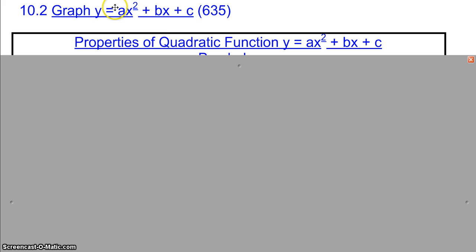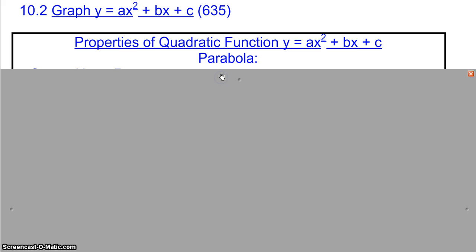Alphabetical order, descending in degree. Okay, so we've already learned with these that we get parabolas. When you see an x squared term, you're going to end up with a parabola.